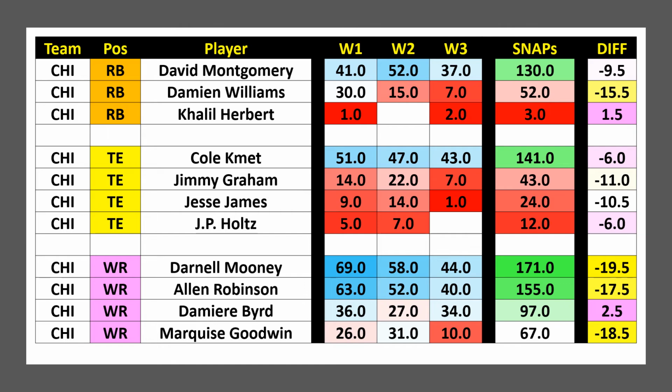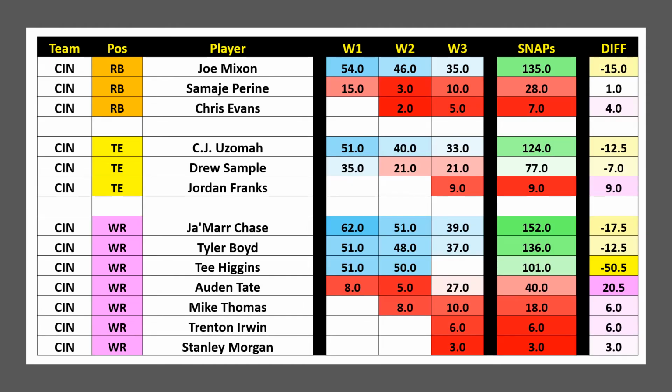Things are not good with Fields, folks. It's going to be a long season. I think you should have got, and me too, I should have got rid of Robinson after the first week. Mixon's dropping. That's never good. The tight end's dropping. Chase outsnapped Boyd. Looks like Alden Tate is the number 3 now with Higgins out. Maybe too late to get Chase. Boyd could snag you, but these are not good numbers here. Long-term, I don't think Cincinnati's going to do it.